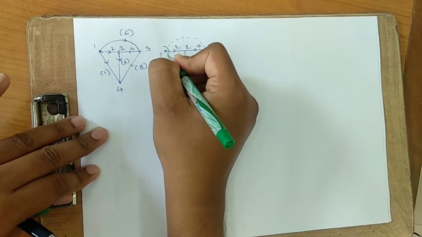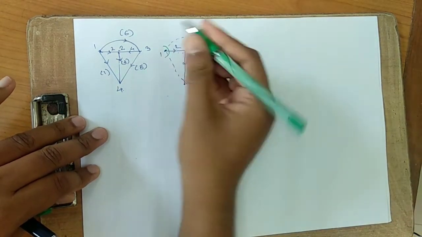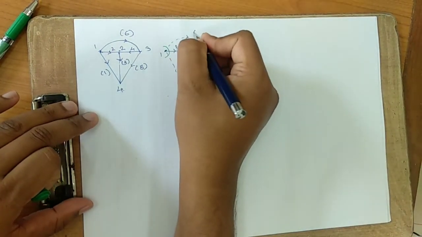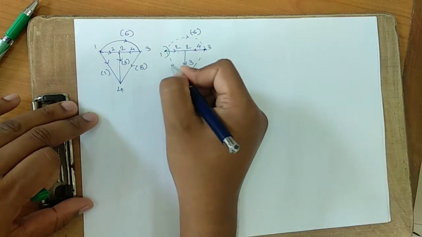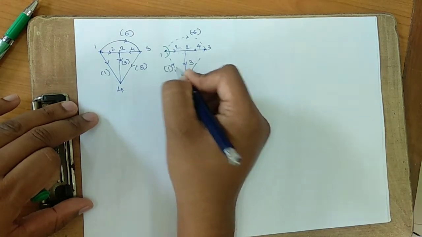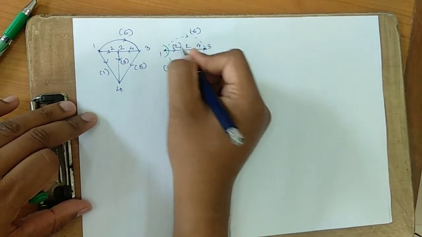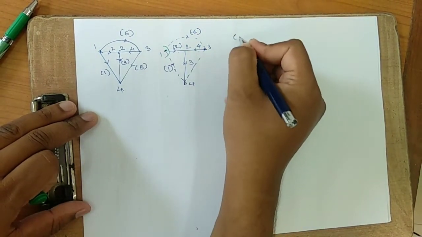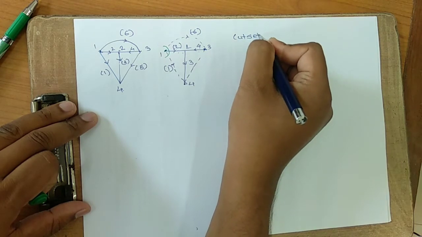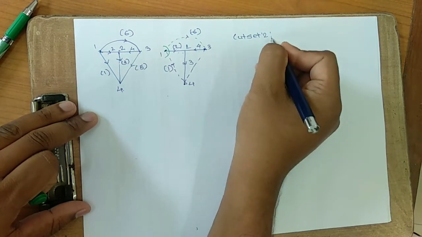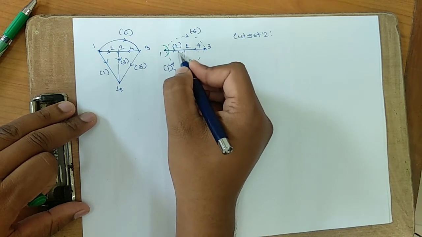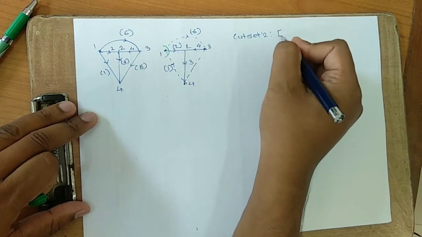I will separate this first node. Suppose I am separating the first node, and this is the 6th branch, this is the first branch, and this is the second branch. I am using cut set number 2 because this twig number is 2. That's why cut set 2 has these branches.